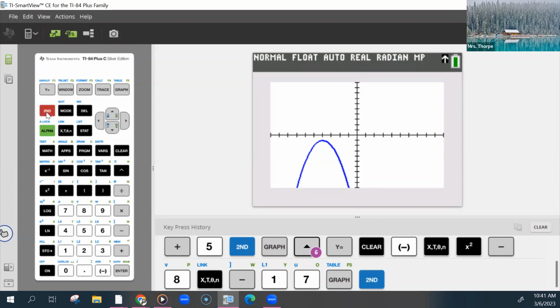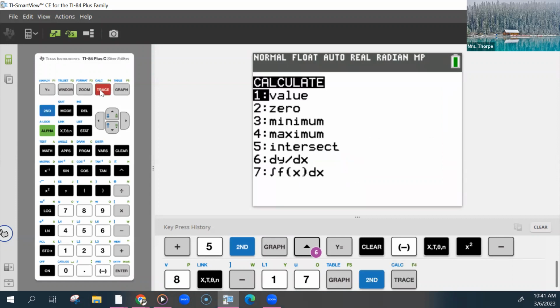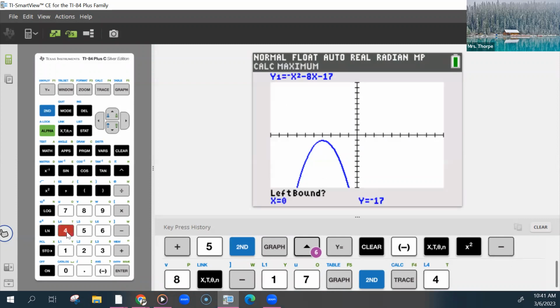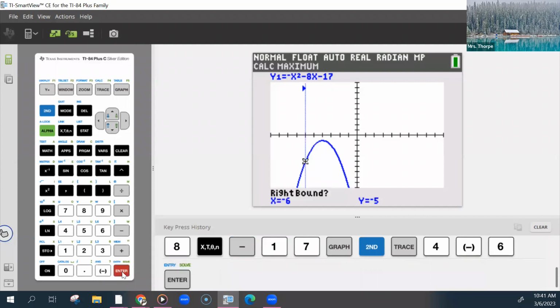Go into second trace. Because it was flipped upside down, that's going to be a maximum, so 4. And then pick some number to the left and some number to the right. I'm going to do -6. And 0. And then it has a bunch of zeros, but it's still -4, -1. So that would be our vertex.